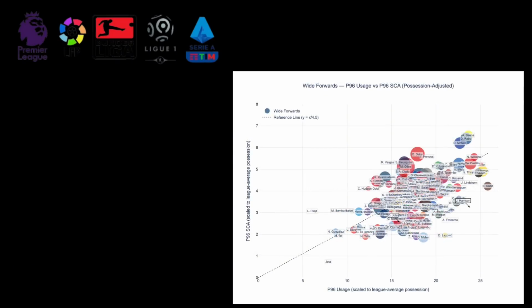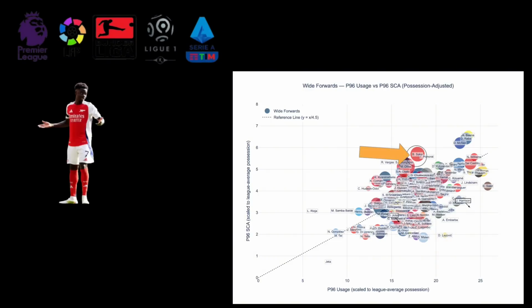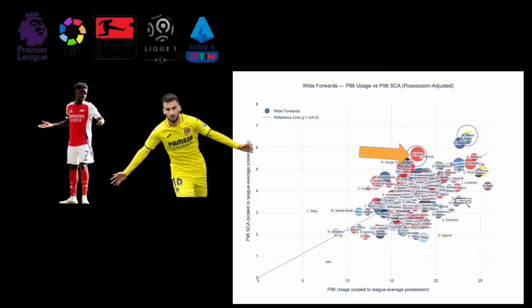For the wide players, we see a few players who play on teams that don't dominate possession as the most creative once you adjust for how little they have the ball. But the most efficient was Arsenal's Bukayo Saka, and I'm really excited to see more from Alex Baena.